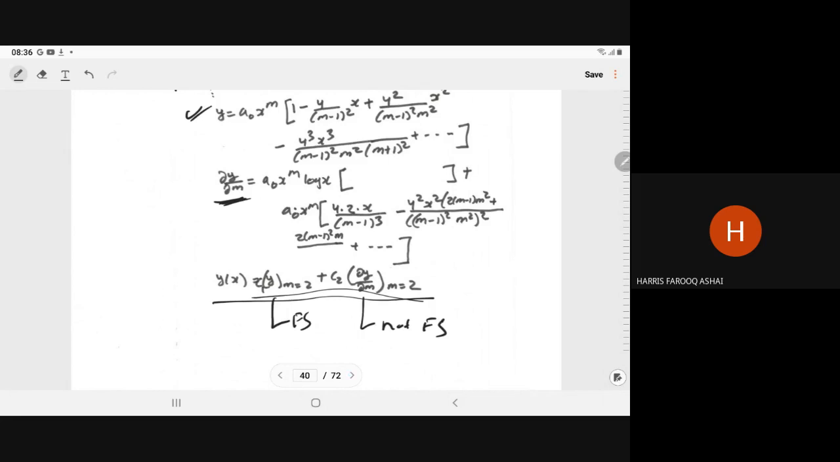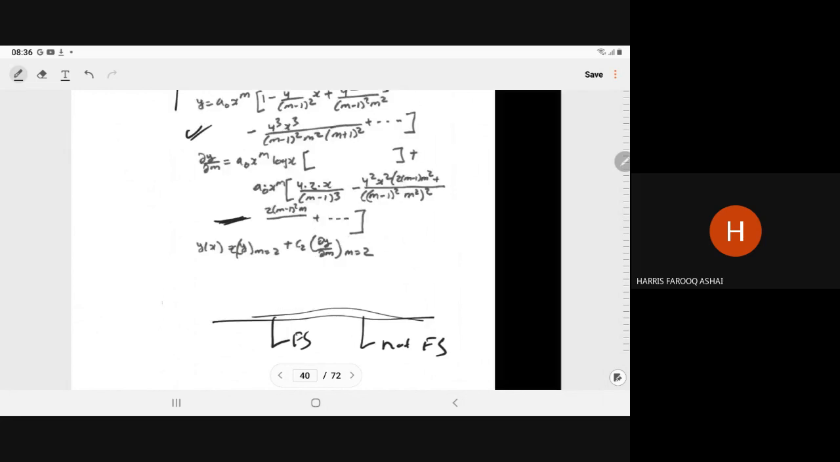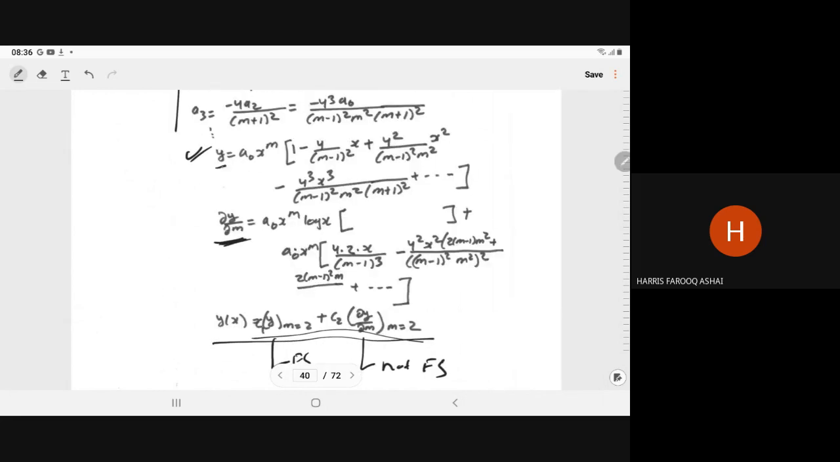I'm saying that this is the y in terms of the m. It means a naught x to power m times the bracket 1 minus 4 upon m minus 1 whole square x plus 4 square upon m minus 1 whole square m square x square, and so on. If you take the del by del m, this is the first function and the whole bracket is the second function.